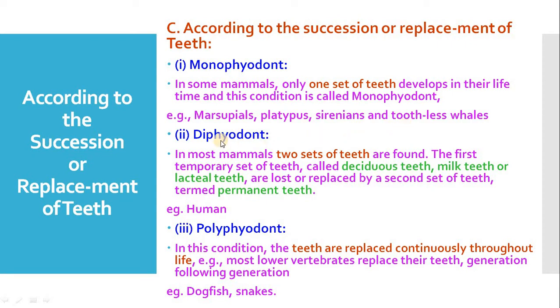Then diphyodont. Di means two. In most mammals, two sets of teeth are found, human beings. The first temporary set of teeth is called deciduous teeth or milk teeth or lacteal teeth.